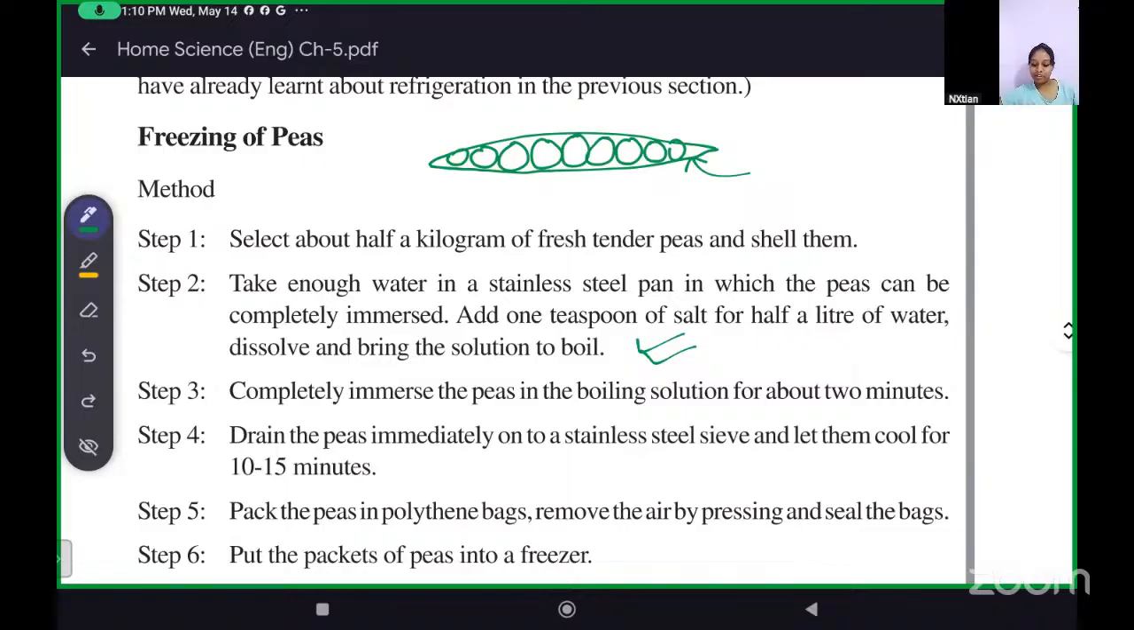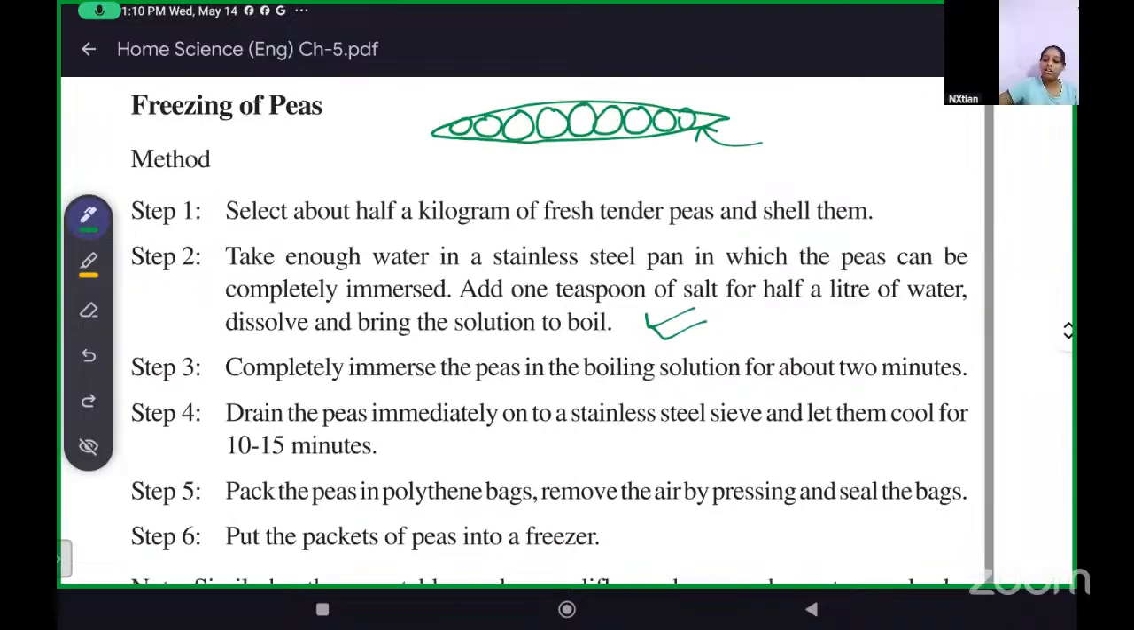Then drain the peas immediately onto a stainless steel sieve and let them cool for 10 to 15 minutes. Pack the peas in polythene bags, remove the air by pressing and seal the bag. Put the packets of peas into a freezer.